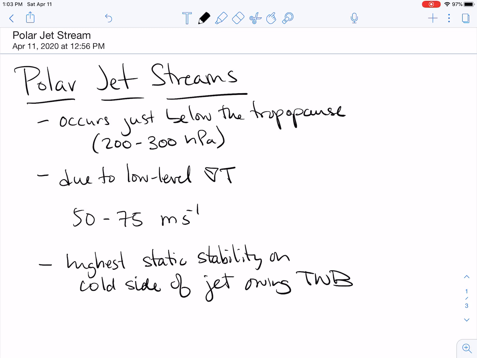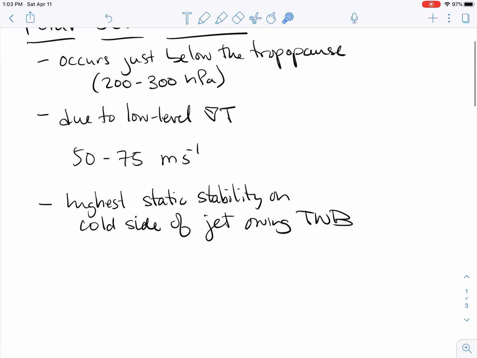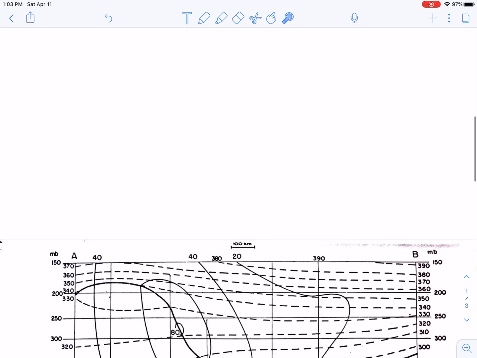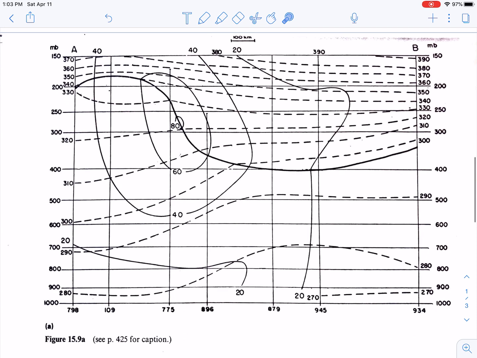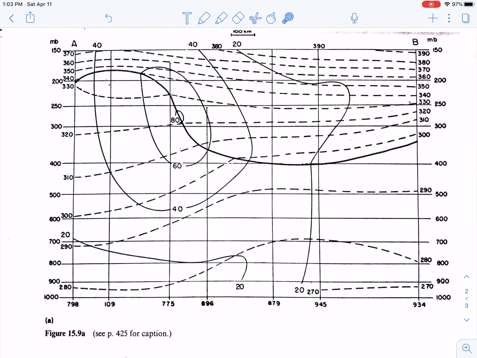So let's go ahead and take a look at a cross-section of the polar jet stream to see what we mean by this highest static stability on the cold side, occurring right around 200-300 hectopascals in association with the tropopause as a result of low-level temperature gradients. Our cross-section can demonstrate all of these things individually. And so here's an example of a cross-section, and I'm going to go ahead and annotate this just a little bit.